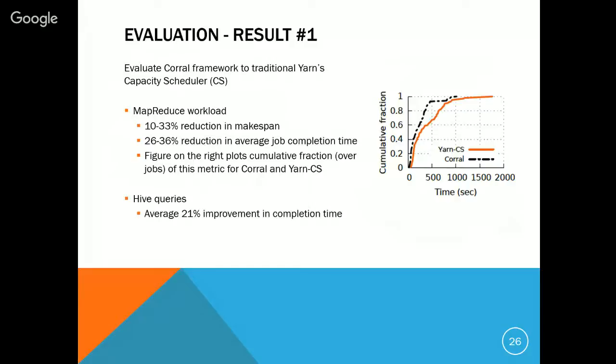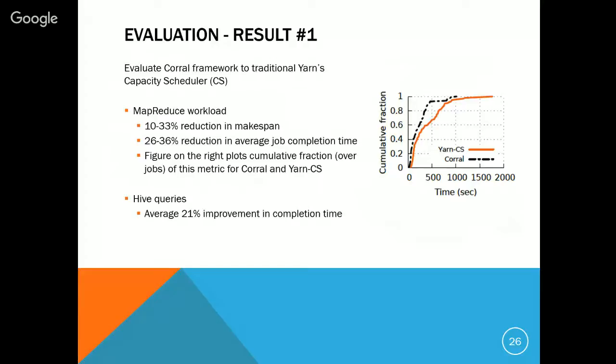So what are the evaluation results in result number 1? We have evaluated the Coral framework against the traditional Yarn capacity scheduler. When we use the MapReduce workload, we can see big improvements. We have a 10 to 33% reduction in makespan, which is huge. Also, a 26 to 36% reduction in average job completion time.